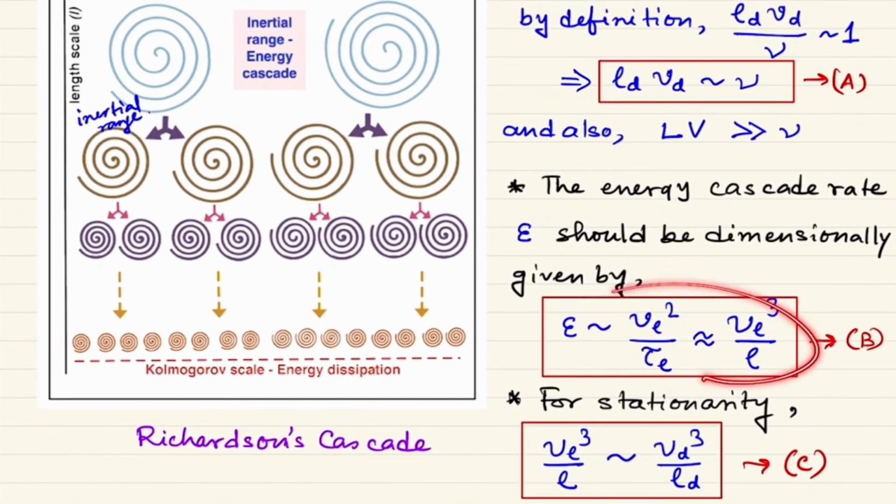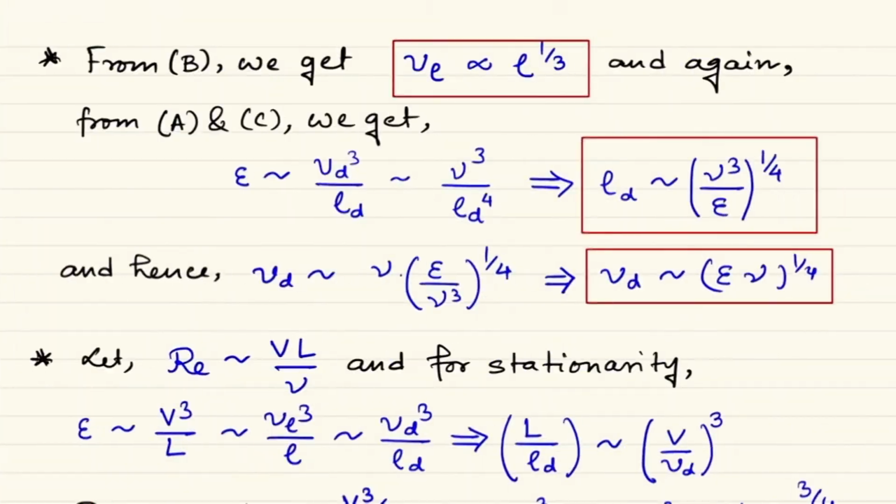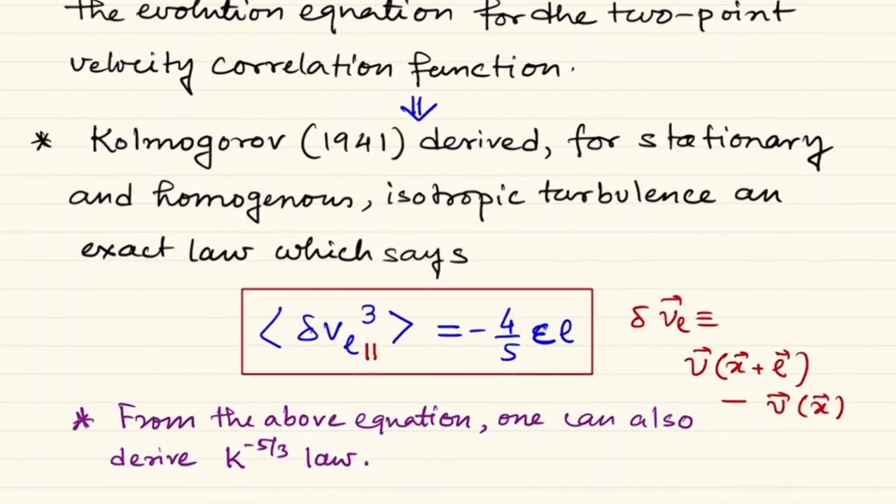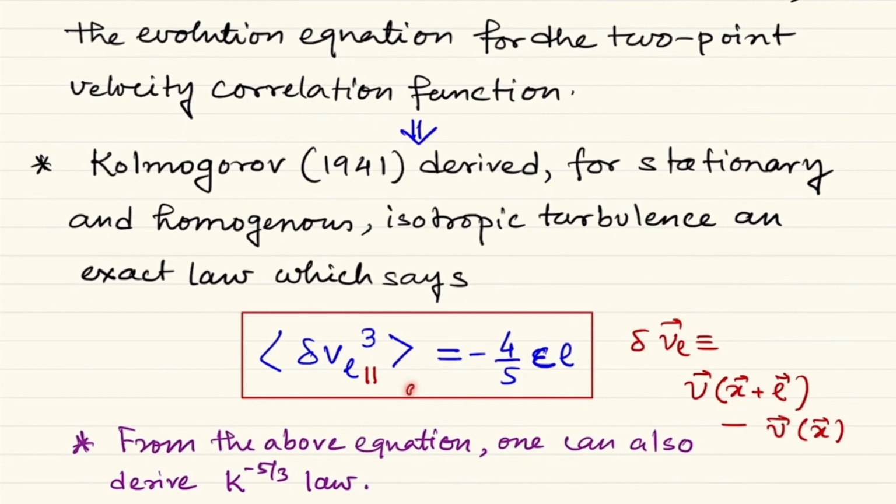At this point we can see that this equation is known as the 4/5 law of Kolmogorov. The previous one was the minus 5/3 law, and this is called the 4/5 law of Kolmogorov, or the exact relation of turbulence.